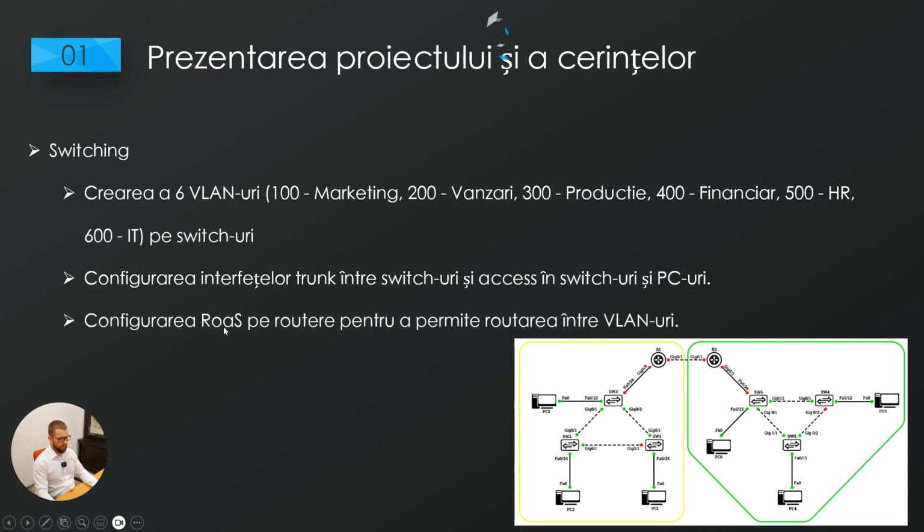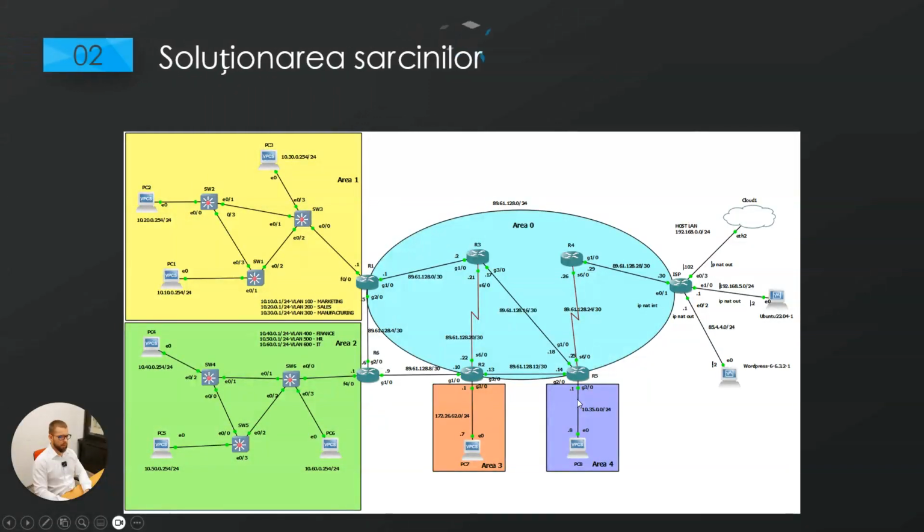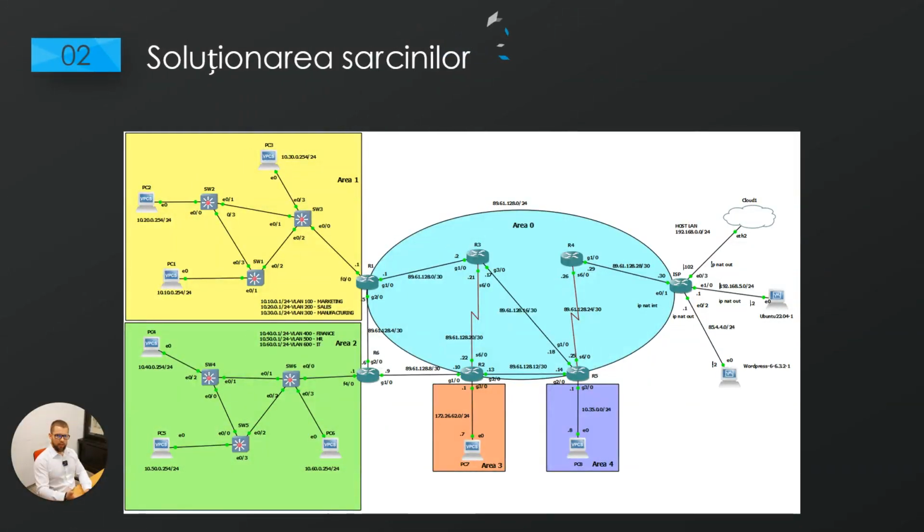Router on a stick protocol should be configured such that access between the PCs, between the VLANs, is obtained, and static routes between these two routers should be configured such that you can go from one part to the other. I opted to solve the task and integrate it in one topology in GNS3.